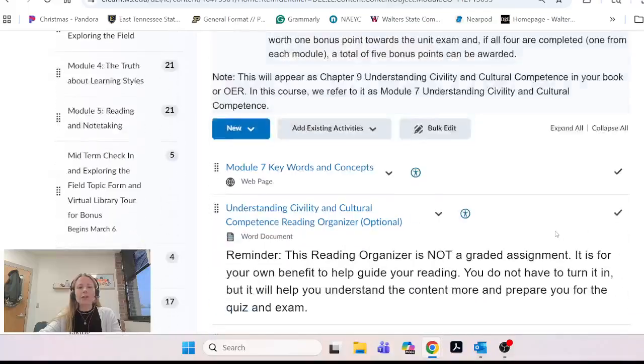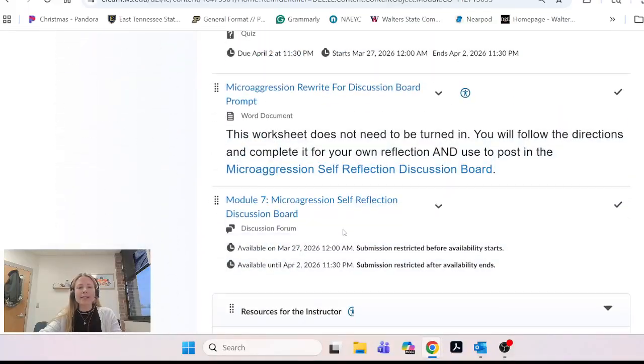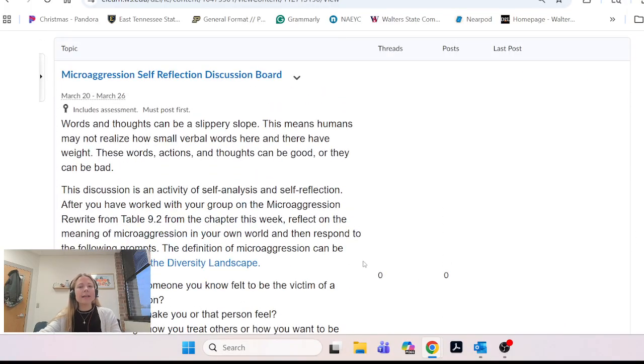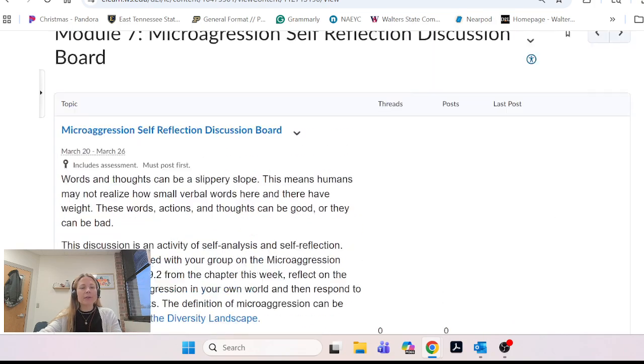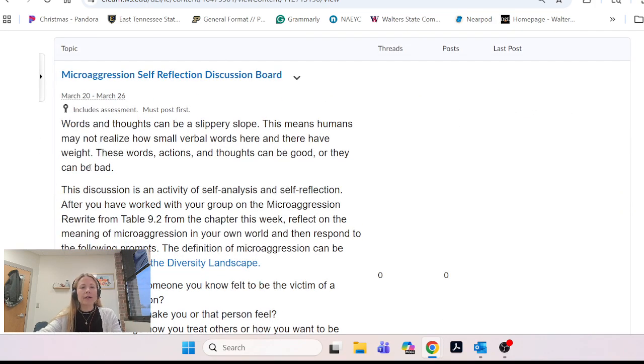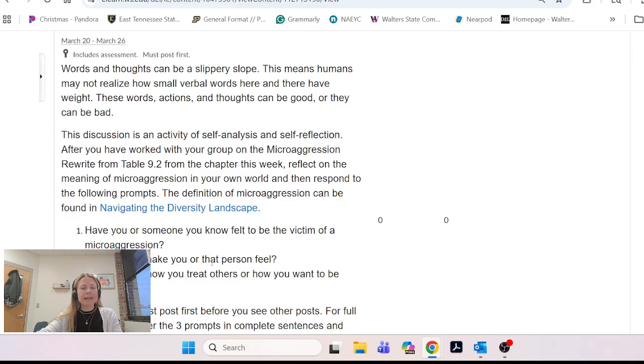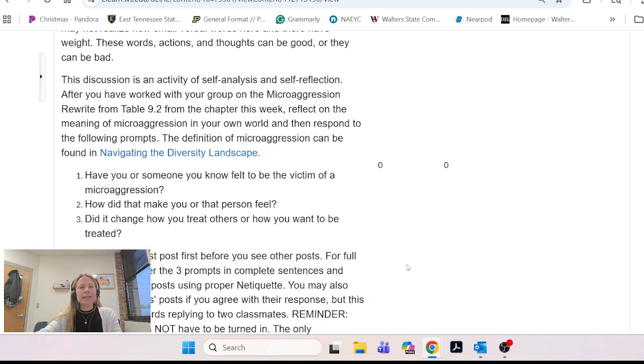Once you finish that worksheet, what you will do is then click on the discussion board itself. And using your thoughts based on what you did, remember, you're not going to submit that worksheet. It's just going to help you with your post. So what you're going to do is read this and answer the questions. It says that words and thoughts can be a slippery slope. This means humans may not realize how small verbal words here and there have weight. These words, actions, and thoughts can be good or they can be bad. The discussion is an activity of self analysis and self reflection.